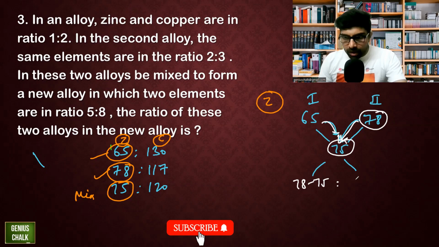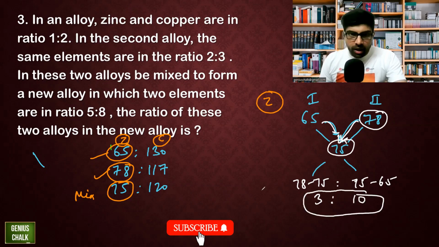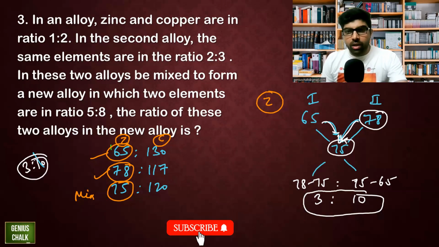So 75 minus 65. So this is how much? 3:2, and this is 10. Further we can't cancel it, so my final answer has to be 3:10, right? So this is how we can use the previous method to apply alligation.